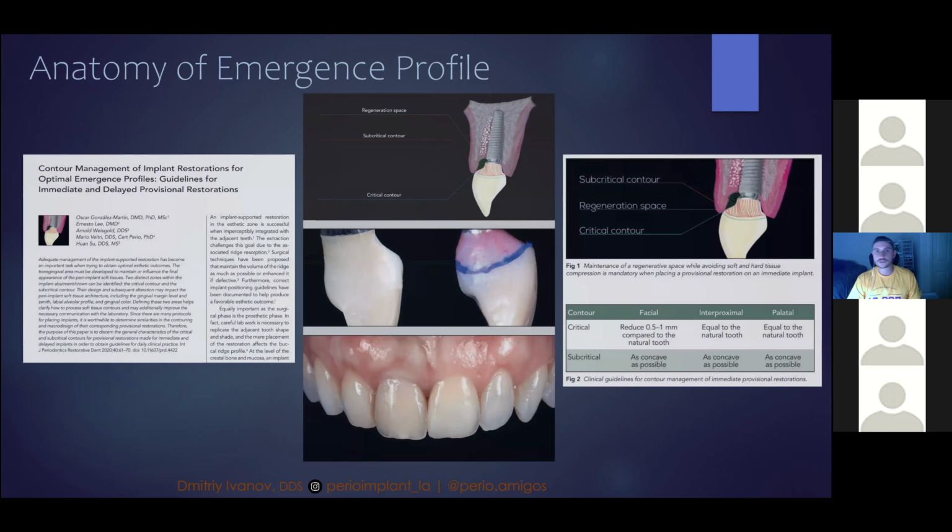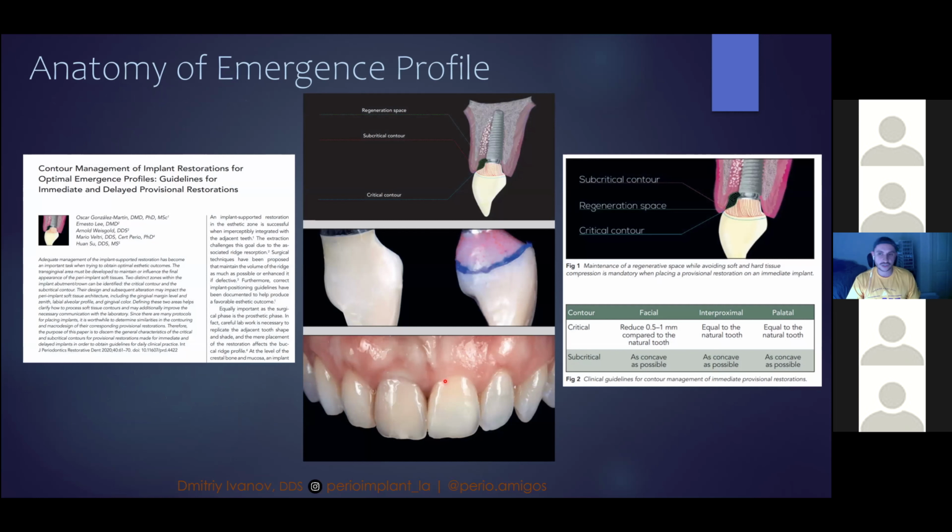So emergence profile is very important to understand, whether you're doing restorative dentistry or implant temporization yourself. This is a great paper talking about the critical and subcritical zone and how the contour should be more ideal to create volume of tissue around the implant. You don't want the emergence of an implant tooth to be the same as a natural tooth, right? Implants don't work that way.